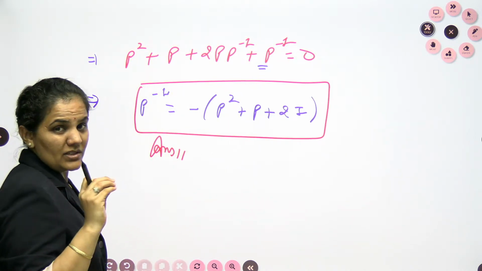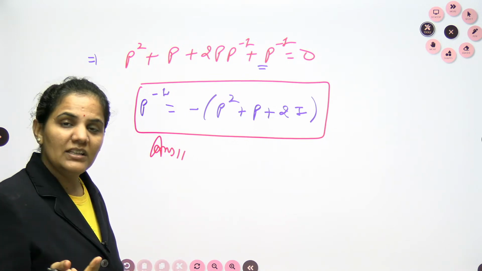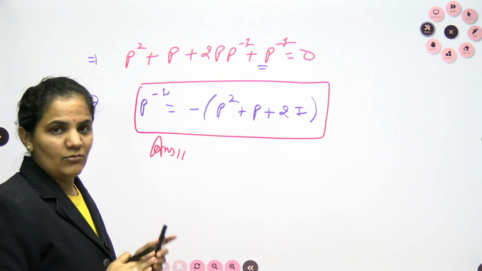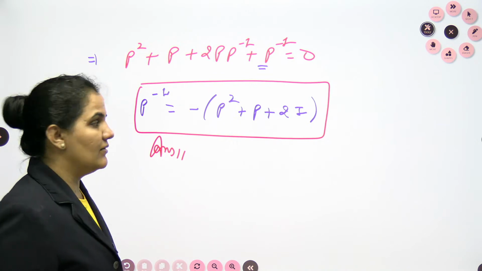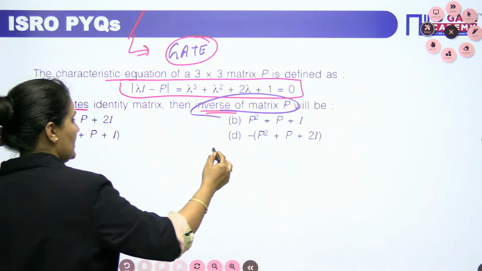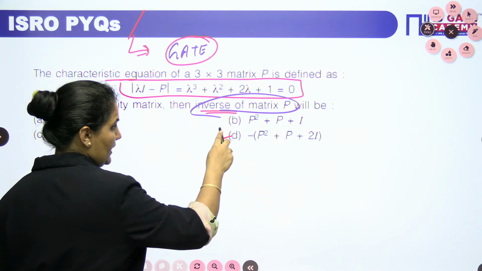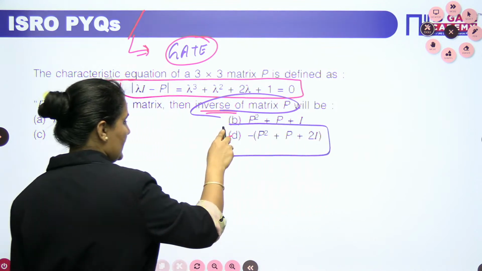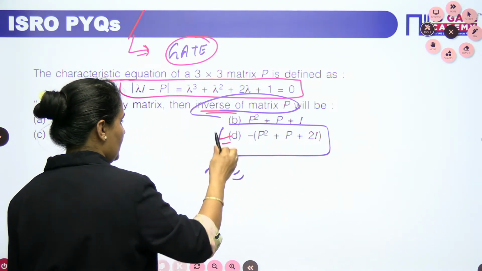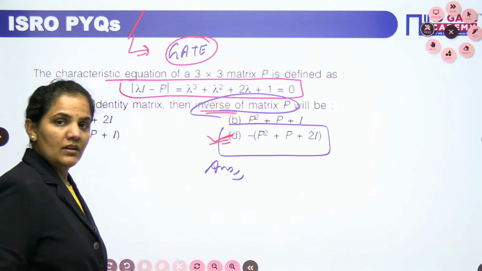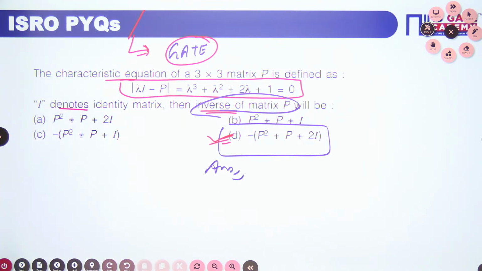As I told you, this is a very simple question. Within the given time, you can solve the question very easily. So we can see my result is negative P square plus P plus 2I. This will be the final answer.